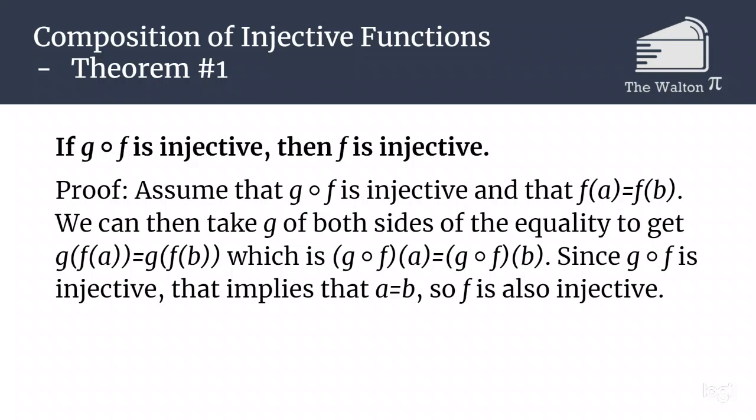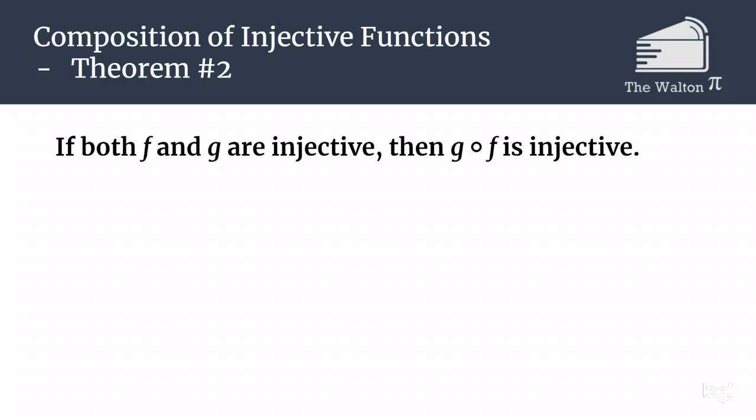So, now that we have f of a equals f of b, we can take g of both sides to get g of f of a is equal to g of f of b. So that's going to be the g of f of a and the g of f of b. And since g of f is injective, that tells us that a must equal b, so that tells us that f is also injective.